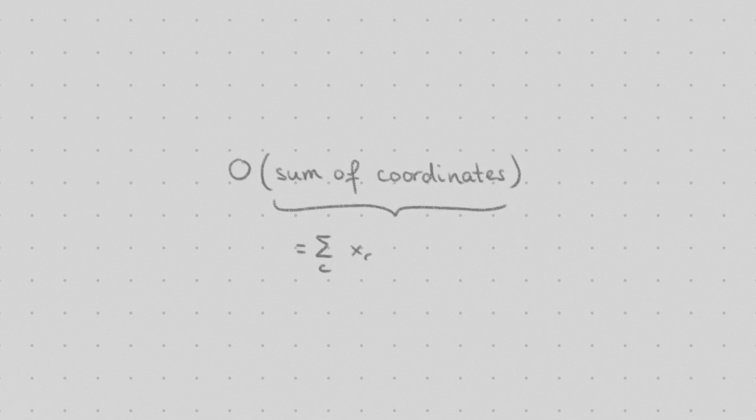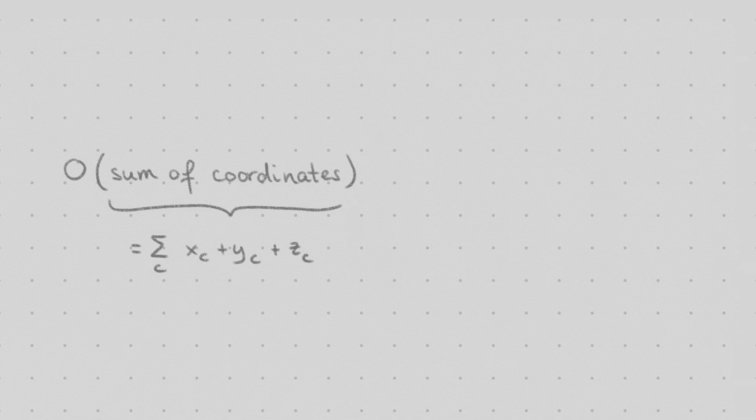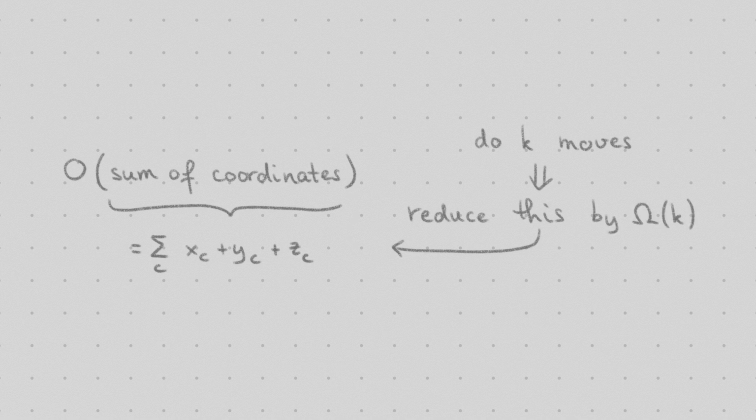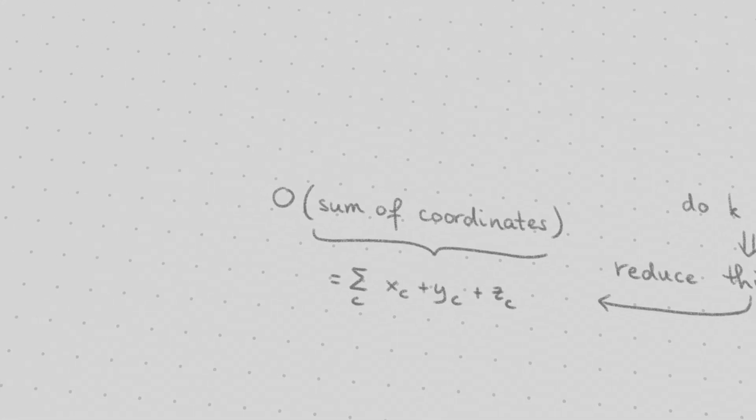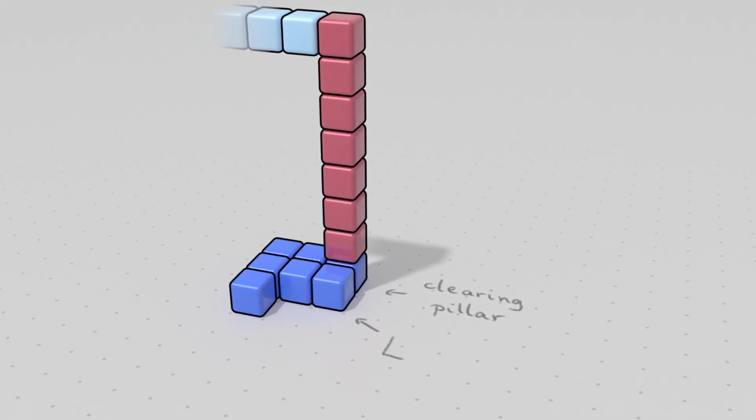The moves we presented so far always compact any input configuration. We want to use at most O of the sum of coordinates moves. This is quite a natural bound because if any individual cube at x, y, z wants to move to the origin, it needs to spend at least x plus y plus z moves. For this bound to hold, whenever we spend k moves, the sum of coordinates needs to be reduced by Omega of k. This is true for all operations except for the clearing pillar shoves.